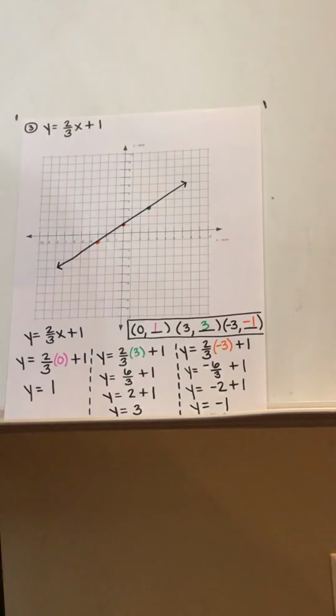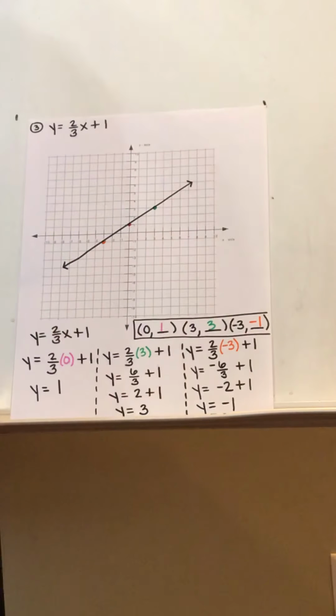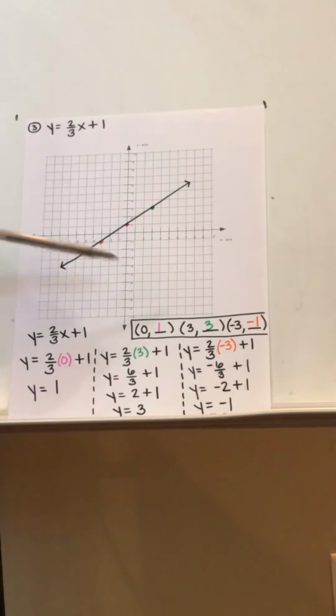Our next example is y equals 2/3 x plus 1. So again, here are your three ordered pairs that they would like for you to complete. It says let your x be 0. So in the place of that x, I put 0. Now 0 times anything, even though it's a fraction, it disappears. It's gone. It's 0. So you just have y equals 1. So I put 1 there.